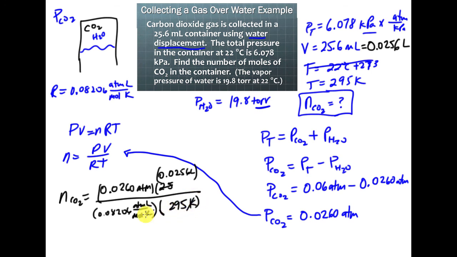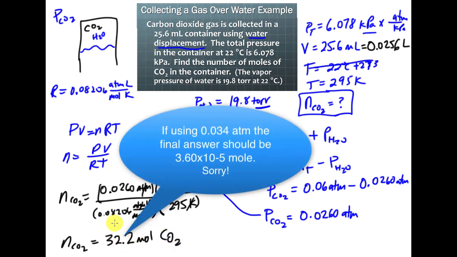Kelvin cancels, liters cancel, atmosphere cancels, leaves me with a unit of mole, and when I do that calculation, I end up with 32.2 moles of CO2. Okay, and there's your final answer.